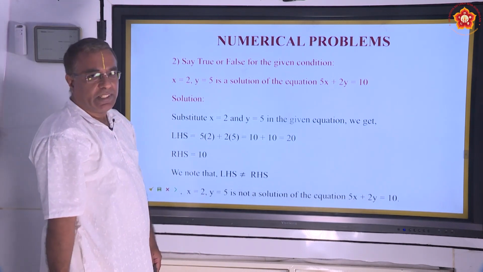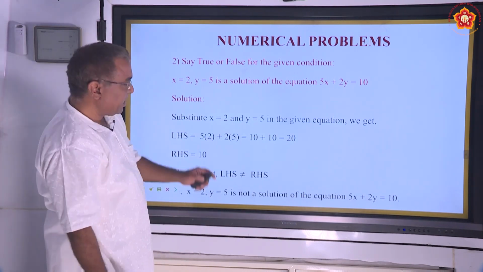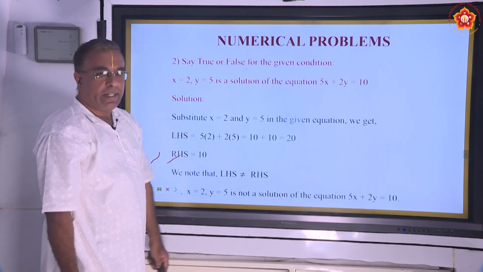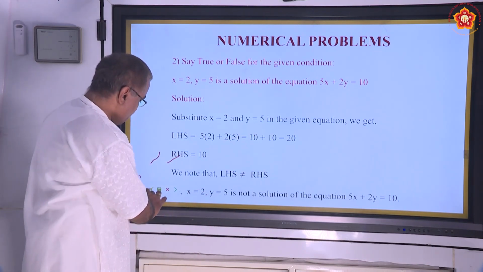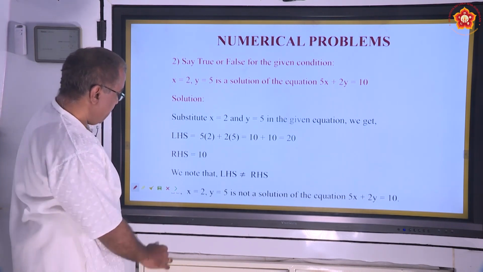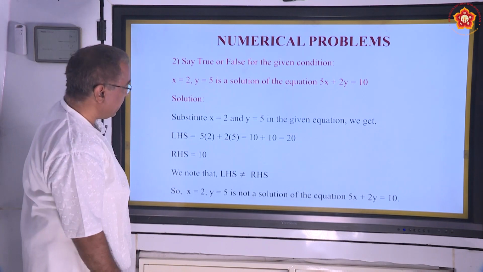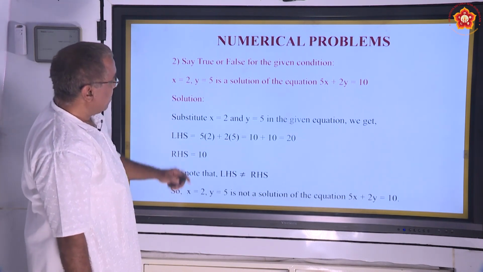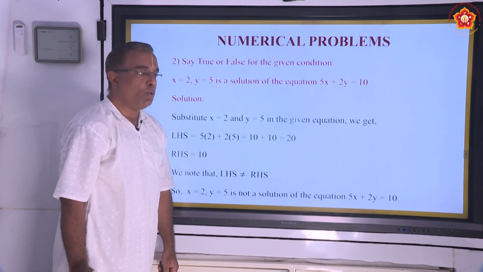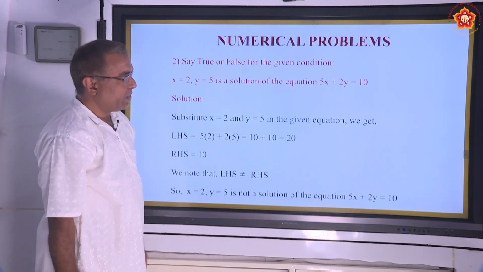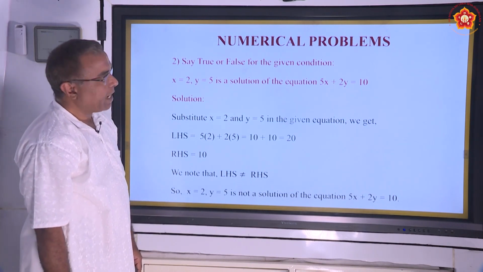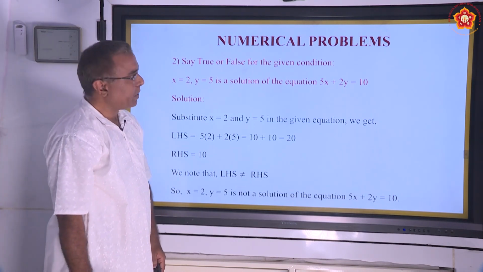That is our LHS. How about RHS? RHS is 10. Are they equal? No, right. LHS is not equal to RHS. So what can we conclude? We can therefore conclude that x equals 2 and y equals 5 is not going to be a solution of the given equation 5x plus 2y equals 10. I hope you are clear with whatever has been explained today.